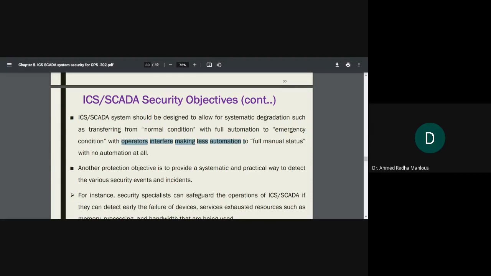Yes? Can you hear me? Hello? Faras, Muhammad, Ahmad? Yes. Okay, is it clear?